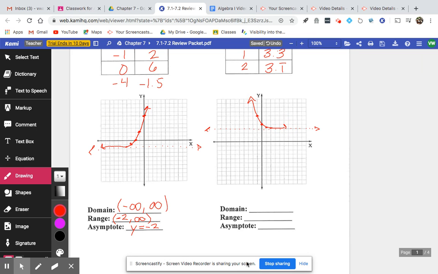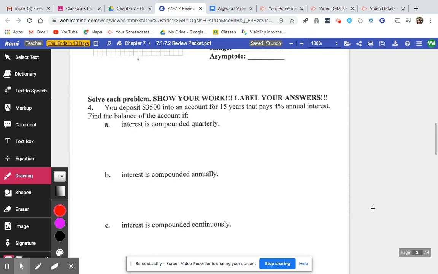There we go. Again, domain, same as the last one. It's -infinity to infinity. There's nothing that I can't plug in. My range, looks like my lowest value is at 3, but I never actually get to 3. So that means my asymptote is at y equals 3. Okay, that's numbers 1 and 2. Hopefully that helps you out there.